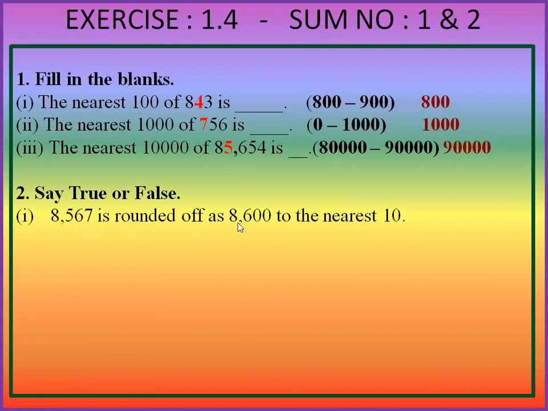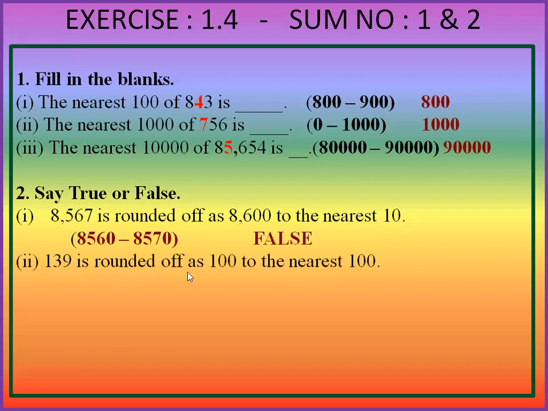8,567 is rounded off as 8,600 to the nearest tens. When we say tens, the ones place should be replaced by 0. The ones place is 7, which is more than 5. So you have to add 1 to the previous number. When you add 1, the number 8,567 becomes 8,570. So the given statement is false.